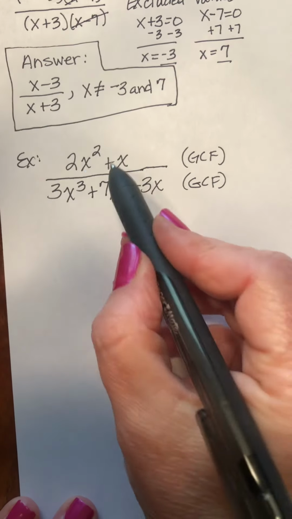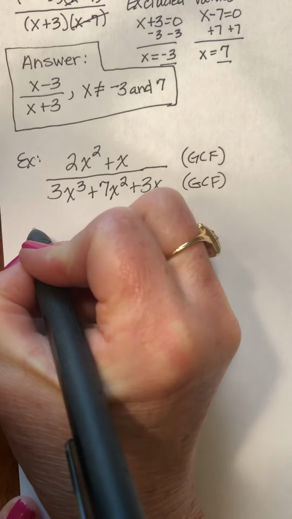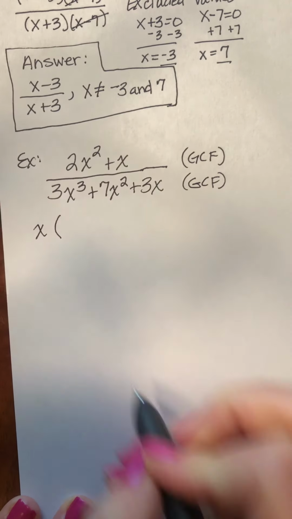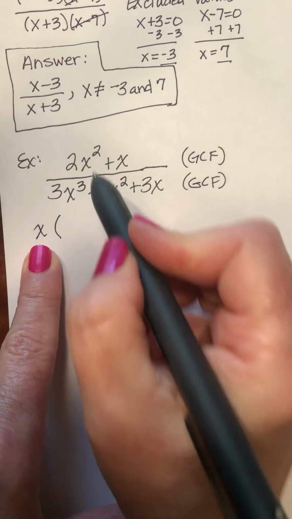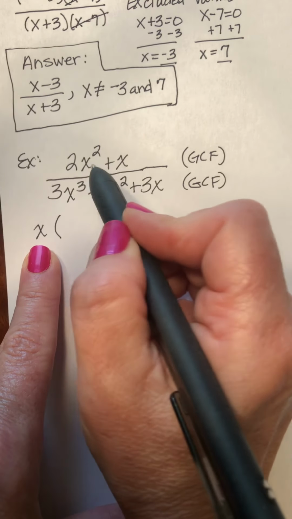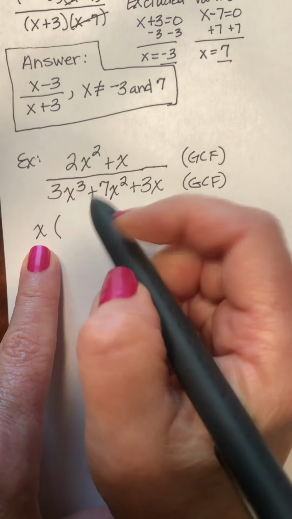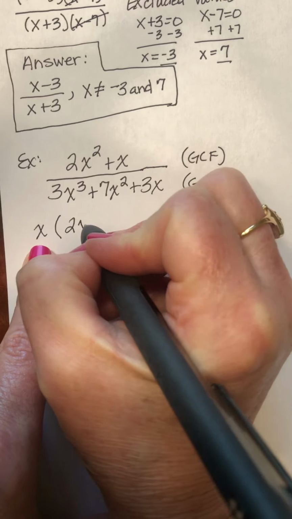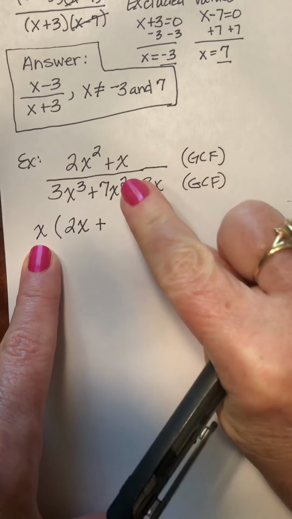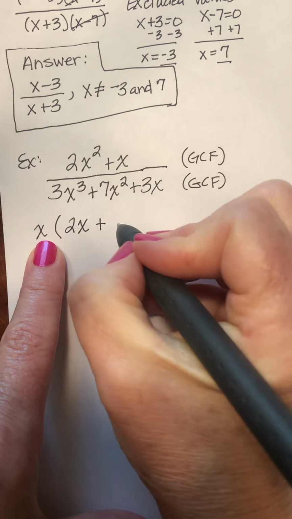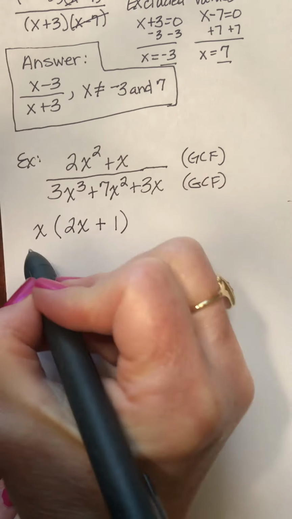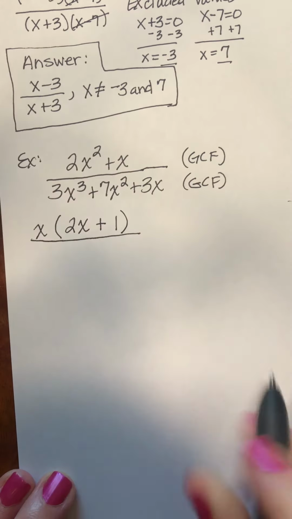So let's look at the top. Let's take out that x. Now remember, it doesn't just disappear. It stays in front of the parentheses. And all you're doing is you're basically dividing 2x squared divided by x. That's going to be 2x. Now watch this. x divided by x is 1. So there's the numerator factored out.